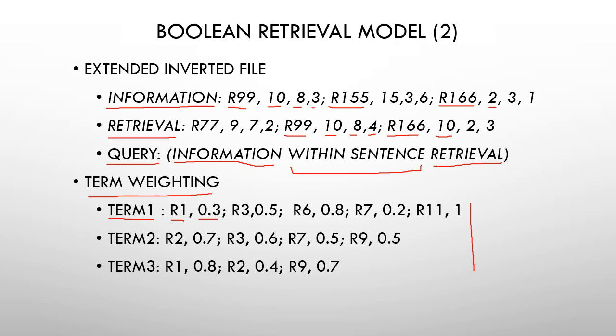Now remember also that we might use a different weighting scheme. For example, any word that appears in a title would be given a weight of 0.3. So that is possible if we would like to have that kind of weighting scheme.